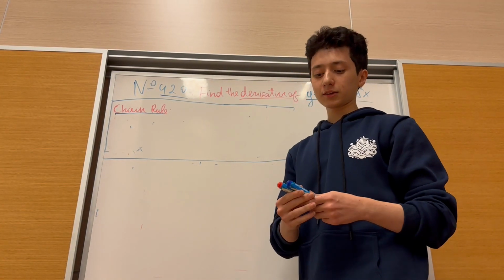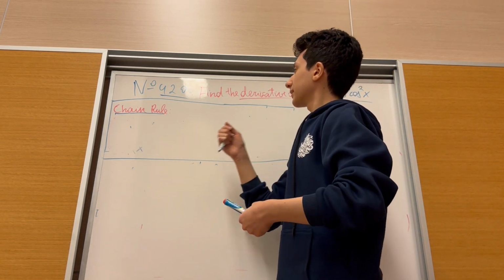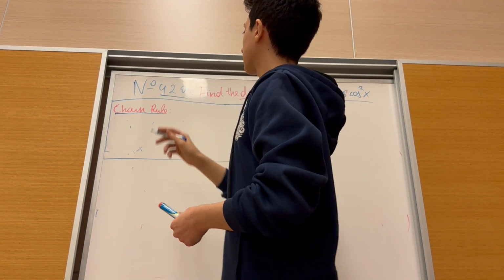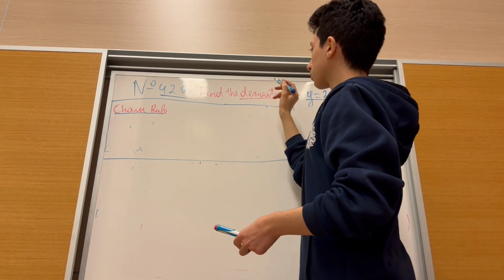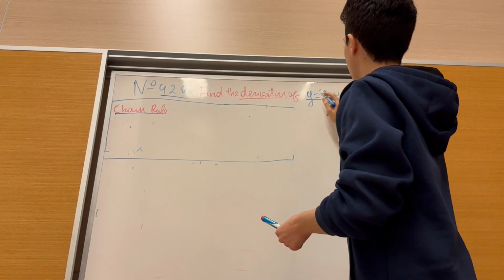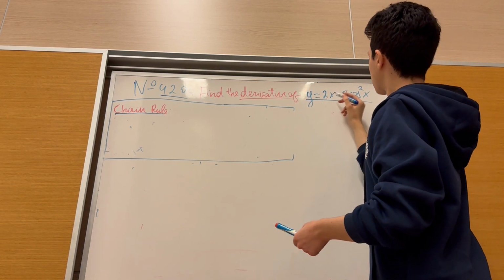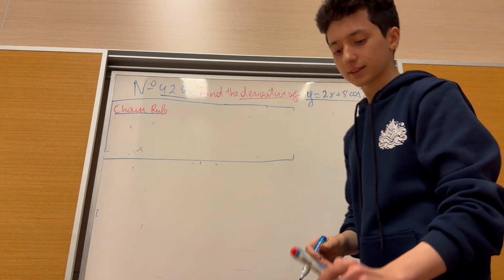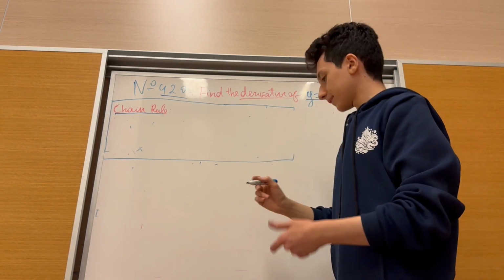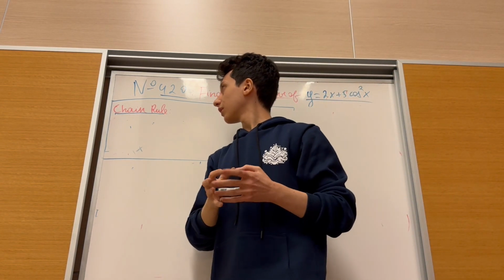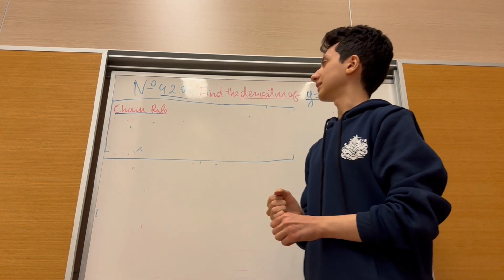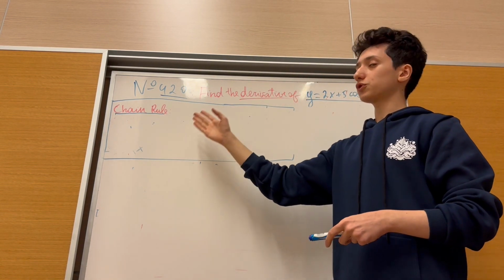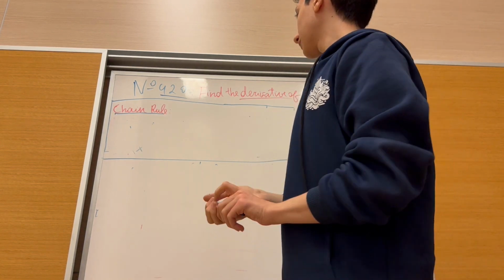I'm Rahman Farhat and today I'm going to explain problem number 420 of the book Demidovich. Basically the problem is: find the derivative of y, where y is equal to 2x plus 5 cosine squared x. Now, if you open the book, you'll easily see that all the problems from 409 to 466 can be done with the application of the chain rule. Now, let's explain what the chain rule itself is.